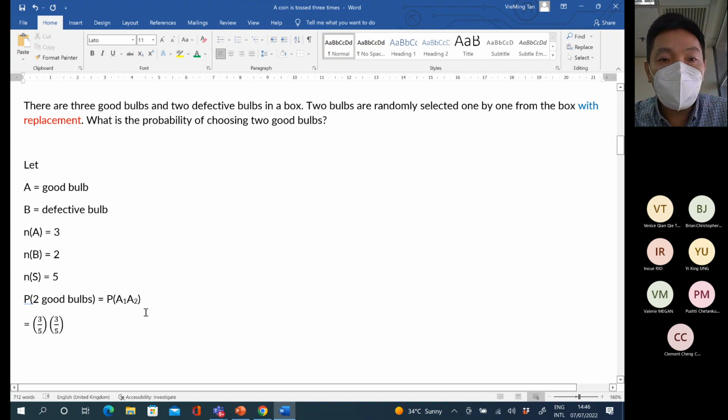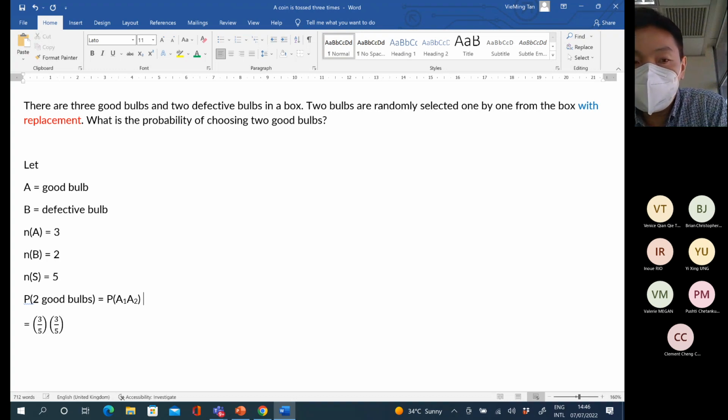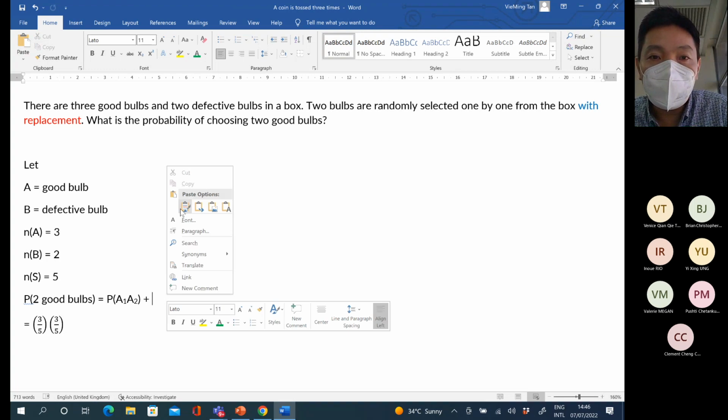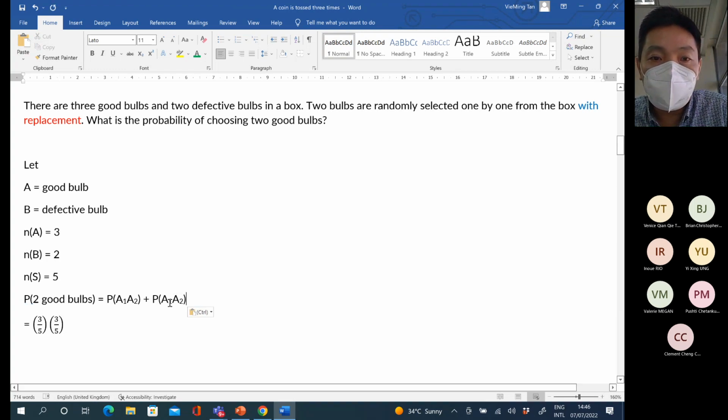Okay. So some students may ask, can we do like this? Should the answer be like this? Answer is no. We should not add like this. Some students ask, can we do like this? No need. Why? Because both of the bugs chosen have the same characteristics. So we only count 1 time.